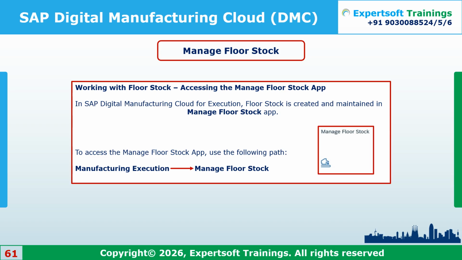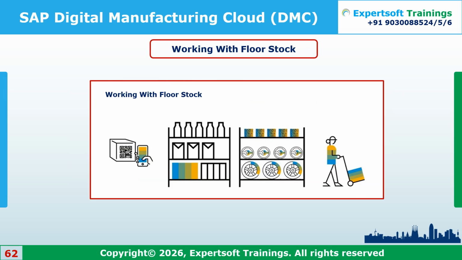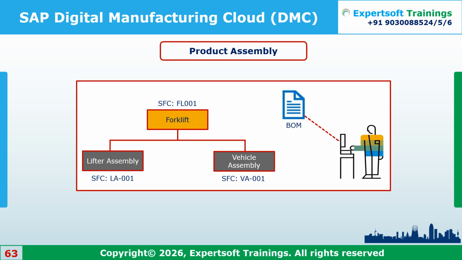Okay, we have the app called Manage Floor Stock, again to check what is the available stock, using the conventional terminologies like unrestricted, blocked, and quality inspection stock, and so on. So this is very much real-time information that we'll get in DM, working with the floor stock. Product assembly, again the same thing as per the routing and the BOM.